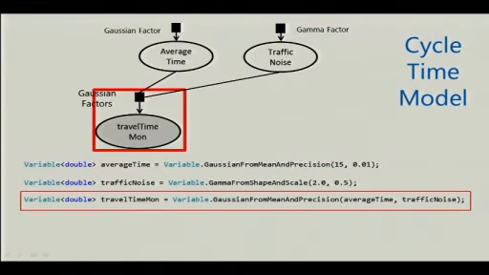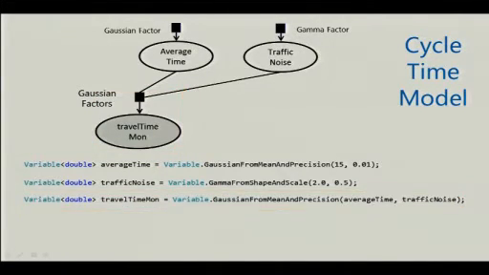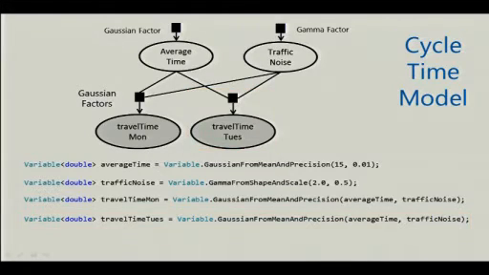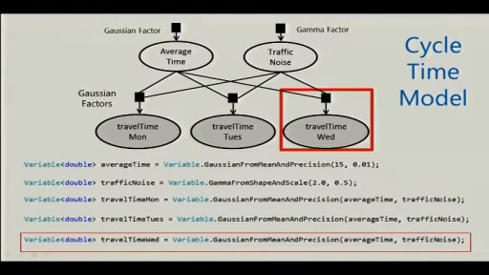And then we add another random variable, which is how long it would take for us to get to work on Monday, where its mean is taken from the average time random variable, and its precision is taken from the traffic noise. Similarly, we can add a travel time for Tuesday and Wednesday. And so the above models traveling to work over 3 days, and the 5 lines there are the Infer.NET code that you would write that represents that model.